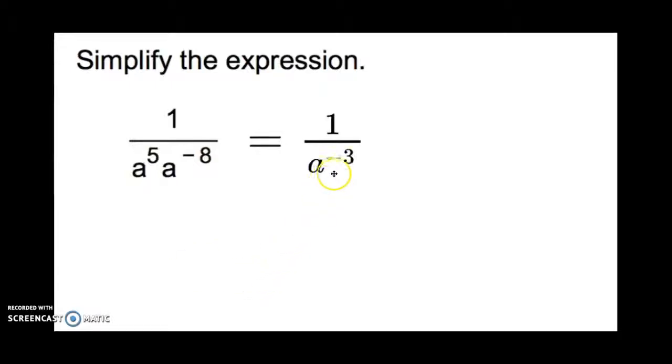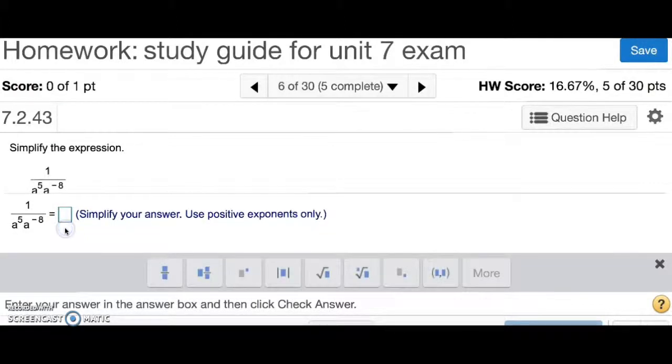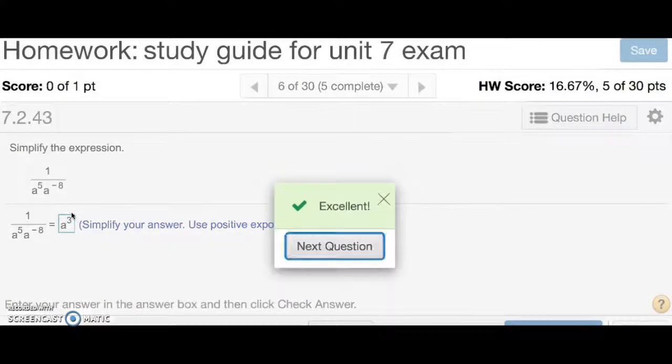Now we have a negative exponent at the bottom of a fraction. That means I need to move it up top, so I'll have a to the 3rd power, and that's going to be my answer. So typing in, I have a to the 3rd power. And that's number 6.